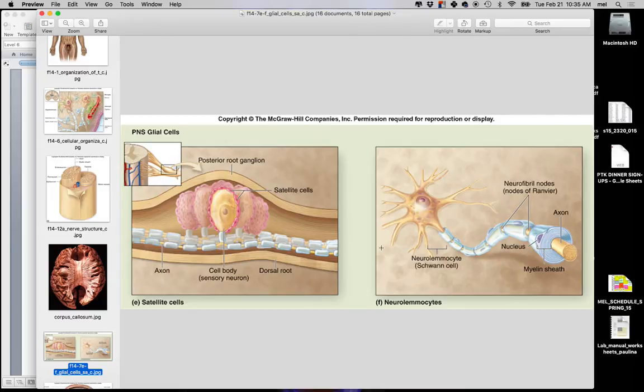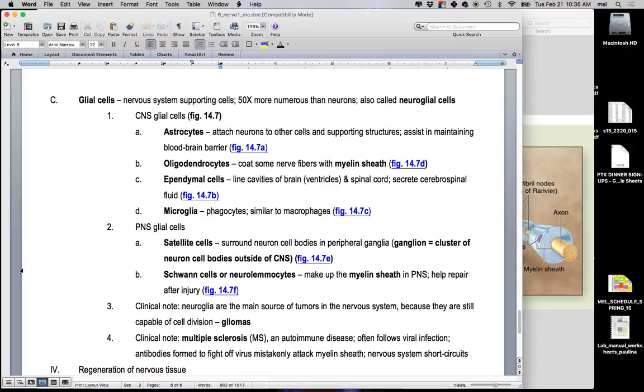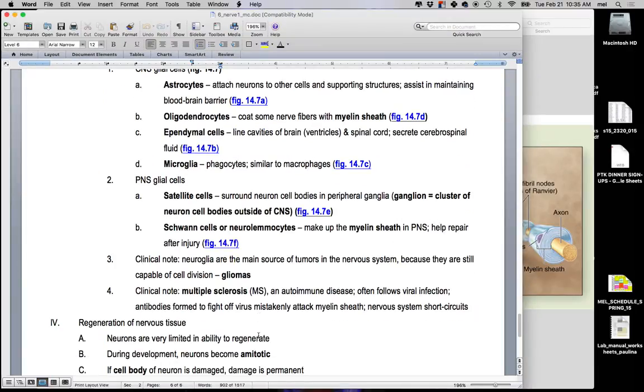Yeah, exactly. Okay, so of course this cell is a little strange looking because of what structural category is it? That's a unipolar one. Yeah, unipolar ones are more likely to be found in ganglia than multipolar ones. So this structure right here is a ganglion, and it's myelinated by the neurolemmocytes. Good?